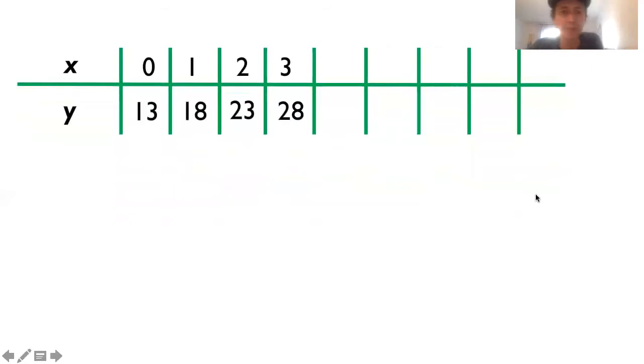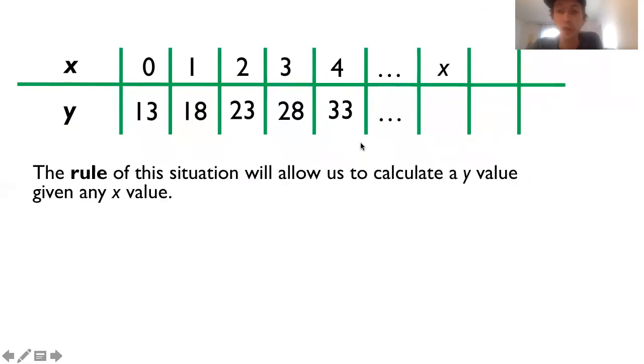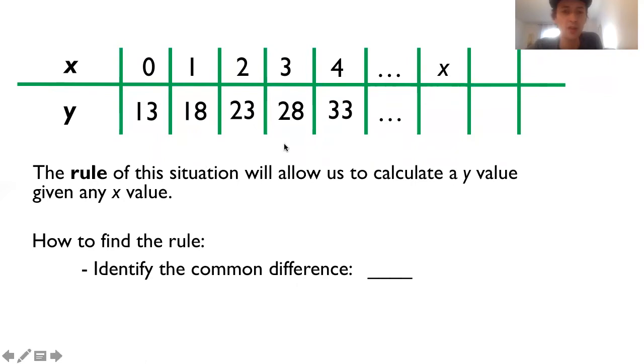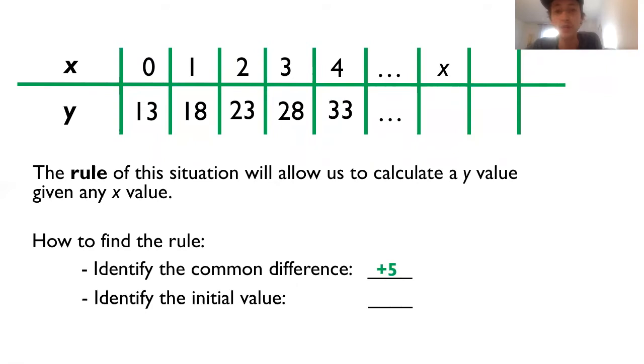One more quick example of this. So here's a situation. You can probably tell the pattern already. Let's find out the rule. Well, there's a way that we can do this without me telling you that will work every time. The first thing you need to do is find the common difference. In this case, let's see, 13, 18, 23, 28, 33. We are going up by 5 every time. Next step is find out the initial value. Well, the number under the 0 is 13.